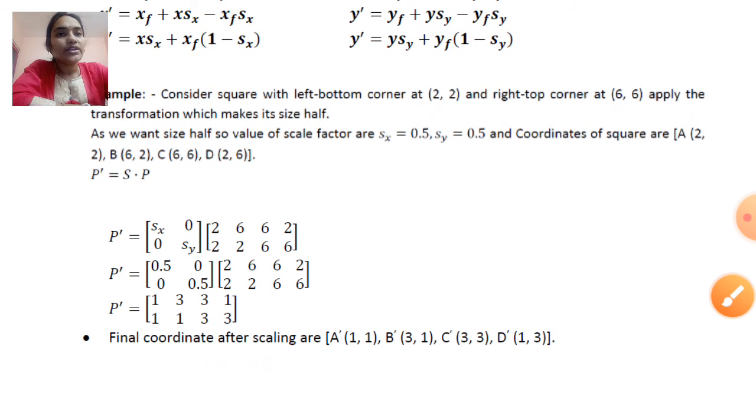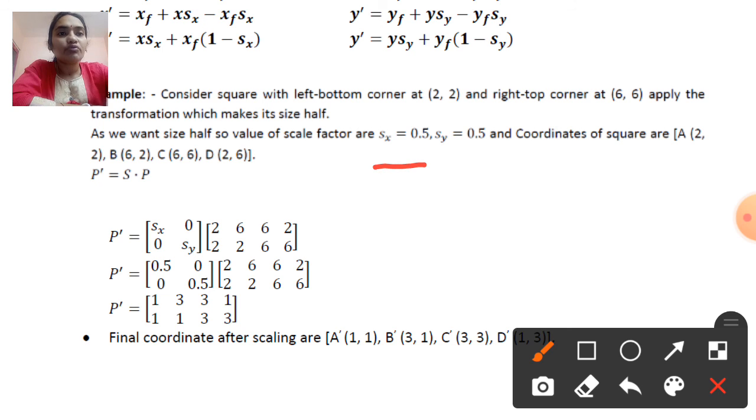Consider a square with left bottom corner at (2, 2) and right top corner at (6, 6). Apply the transformation which makes its size half. As we want the size to be half, the scale factor sx is 0.5 and sy is also 0.5. The coordinates of the square are A (2, 2), B (6, 2), C (6, 6), D (2, 6).